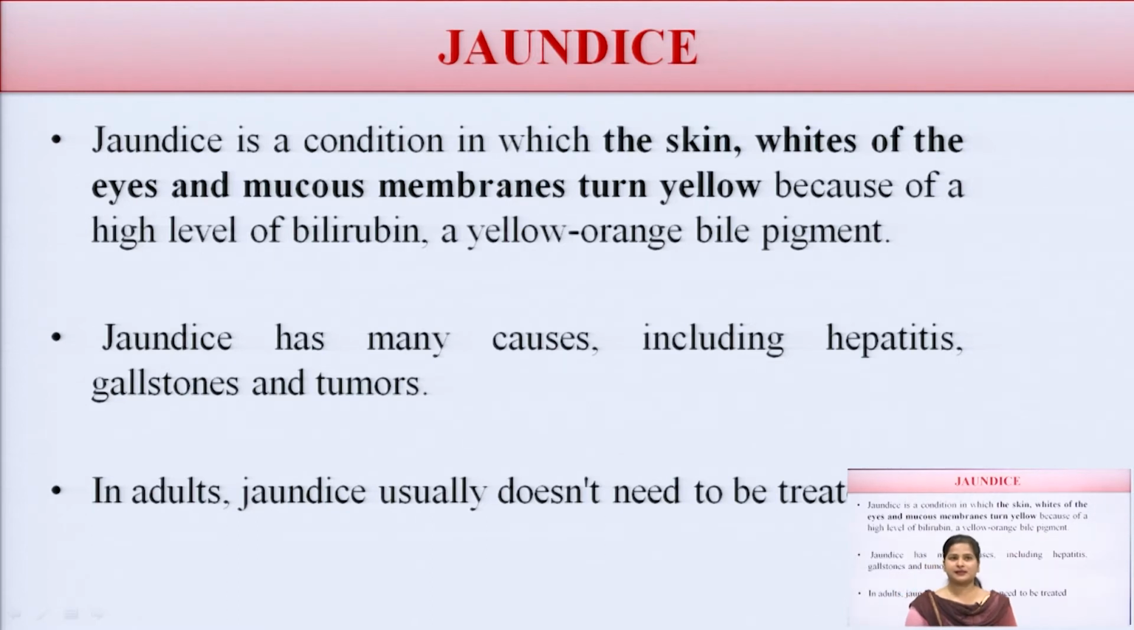Now, jaundice is the condition in which the skin tone, the white part of the eye and the mucous membrane turn yellow, just because of a high level of bilirubin, which is a yellow-orange bile pigment. Jaundice has many causes, including hepatitis, gallstones, meaning stones in the gallbladder, and tumors in the region of the liver. There are many symptoms, many etiologies and many causes of jaundice.